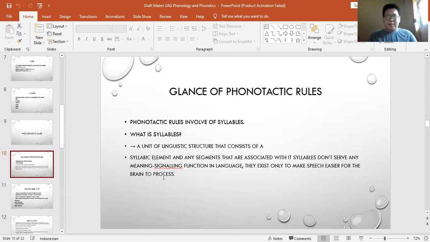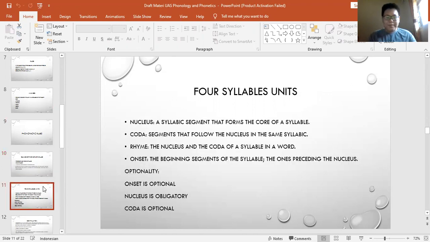The basis of phonotactic rules involves syllables. So what is a syllable? A unit of linguistic structure that consists of a syllabic element and any segments that are associated with it. Syllables don't serve any meaning or signaling functions in language. They exist only to make speech easier for the brain to process. There are four syllable units.